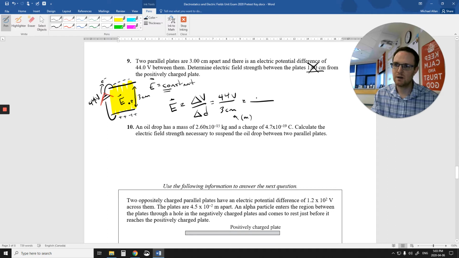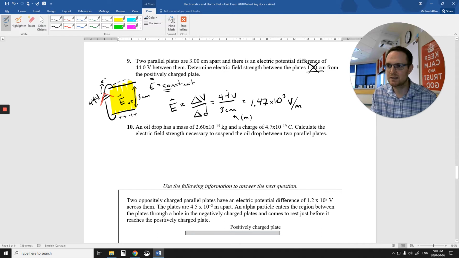I have no idea why I put this line here, so I'm just going to erase that line. So in my calculation here, I got 3 sig digs. So 1.47 times 10 to the 3 volts per meter.